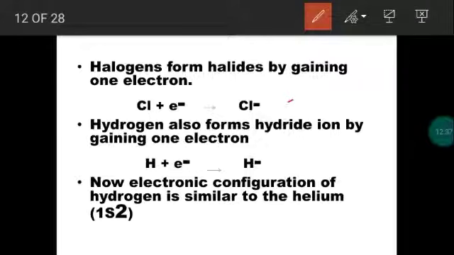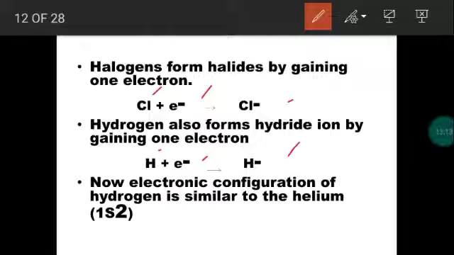Consider one halogen, chlorine. Chlorine has 17 electrons, atomic number 17. When it gains one electron, it becomes like argon with atomic number 18. So chlorine has the tendency of accepting an electron to attain the electronic configuration of its nearest noble gas, argon. When chlorine gains an electron, it forms the chloride ion. The same type of reaction is possible for hydrogen also. Hydrogen has similar properties to the halogens. So this is evidence. Hydrogen, on accepting an electron, forms a hydride ion.